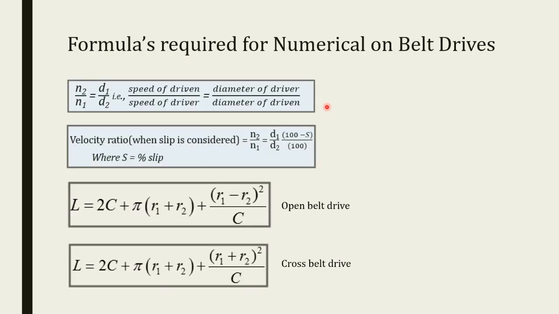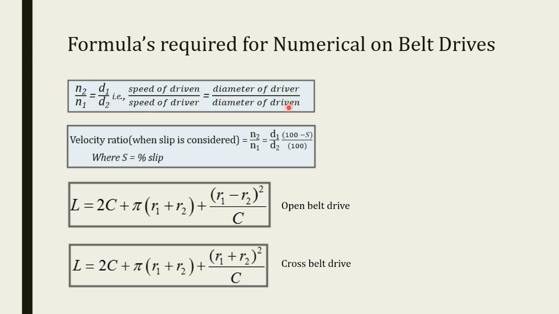So before I start the numericals, let us just have a recap of the formulas that we have understood in the video lectures that I have explained previously. The first one is the velocity ratio, the formula for the velocity ratio. It is given by N2 by N1 is equal to D1 by D2, where N2 is the speed of the driven and N1 is the speed of the driver, and D1 and D2 are the diameters of the respective driver and driven pulleys.